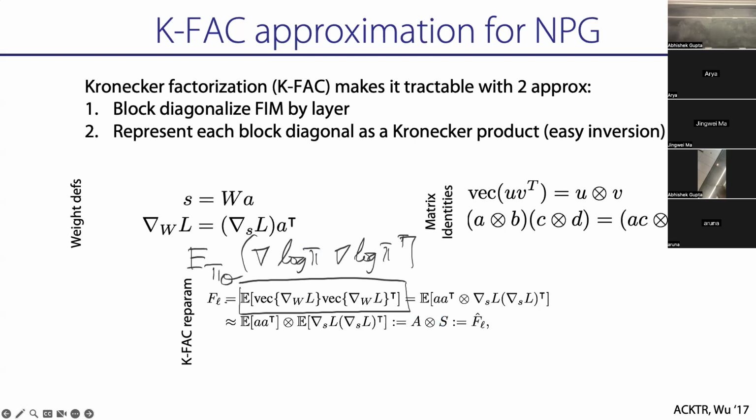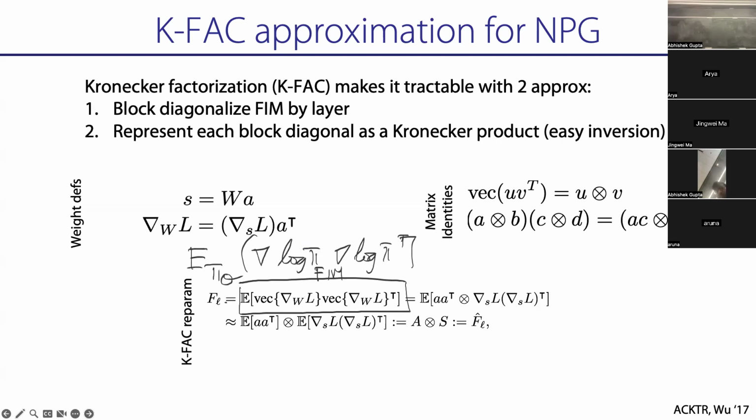Yeah. So we only care about one layer at a time because we block diagonalized it. So we're just going to say this is my loss function, which in this case is log pi. We just want to take the gradient of log pi times the gradient of log pi transpose, and that's going to be the Fisher information. Make sense? So all I've done is I've said, this is my Fisher information metric. I'm going to try and write it as a Kronecker product thing that I can invert.